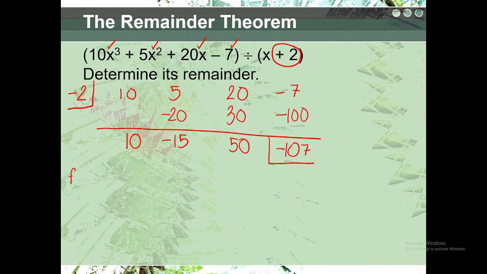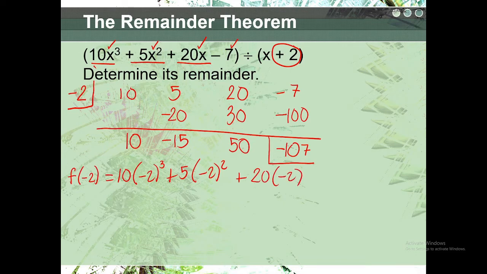So we have f of -2, that's right. Let's do the first term. So 10 times -2 cubed, the second term, plus 5 times -2 squared, plus we have the third term, 20 times -2 minus 7, which is our last term. Again, we will start with the exponents first.